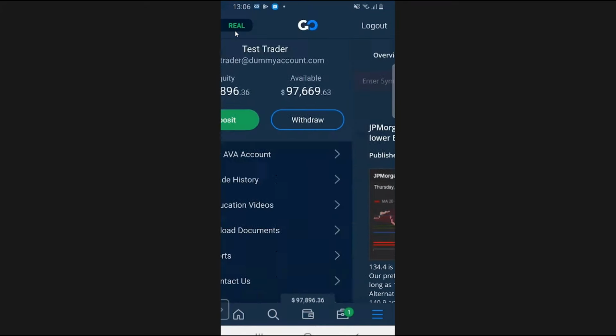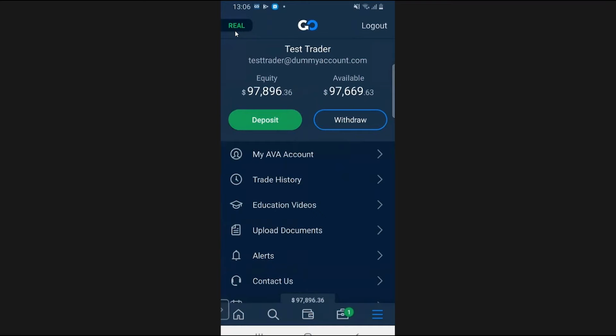Really cool tools that are found in the app and also in the WebTrader platform. And yes, you can trade on your MT4 and your MT5 account from this app and from the WebTrader platform. It's just that we have advanced features that you're not going to find directly in the MT4 and MT5 platforms.